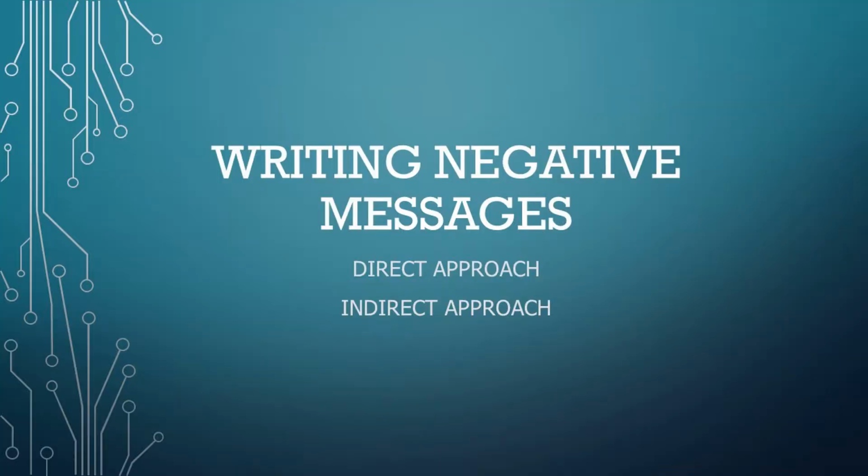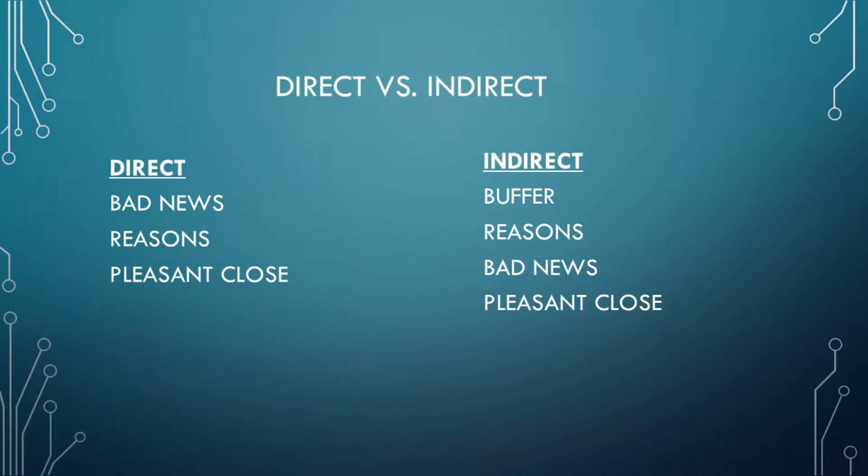If you recall from an earlier chapter, the direct approach opens with bad news, proceeds to the reasons for the situation or decision, offers additional information that may help the audience, and ends with a positive statement aimed at maintaining a good relationship with the audience. In contrast, the indirect approach opens with a buffer, then builds up the reasons behind the bad news before presenting the bad news itself.